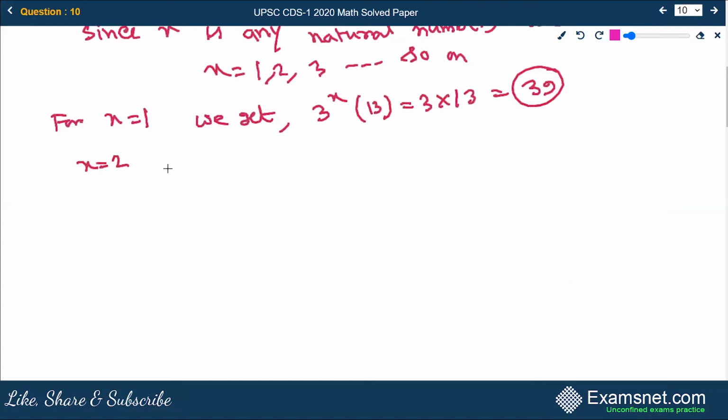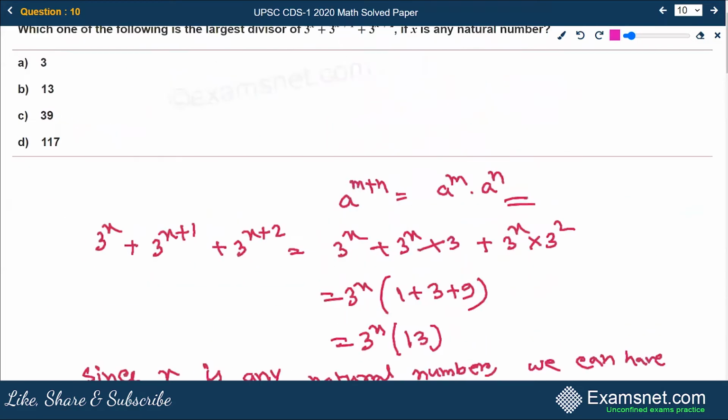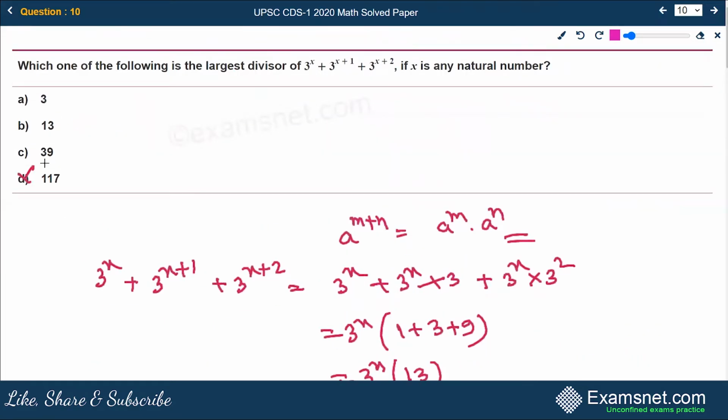So x equals 2, 3 squared times 13. Yes, 117. So here 117 is the largest divisor. Option D is the correct answer here.